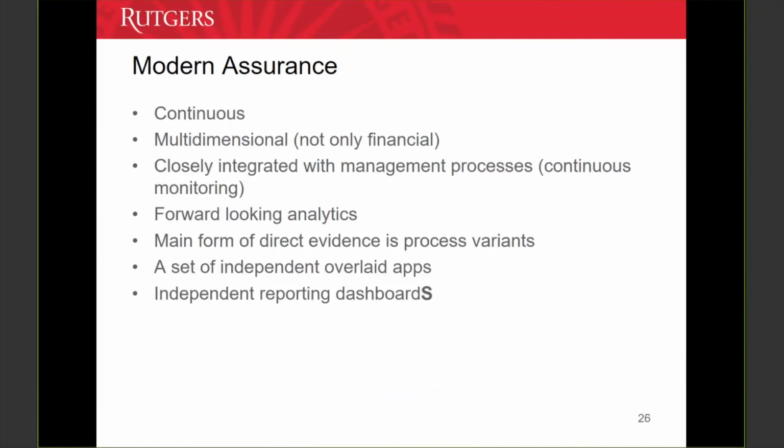So the modern assurance, the modern audit will be continuous in time, and continuous doesn't mean every nanosecond. It means reasonably frequently. And then it's going to be multidimensional, meaning in many dimensions: human resources, intellectual property, et cetera, a lot on ecological impacts. And in order to do a continuous audit, you need to continuously monitor and collect this data. So the data collected is used for auditing and for monitoring the business. A lot of forward-looking analytics. And I actually think that evidence out of process mining is going to be very, very important. And that's the reason I'm talking about it now.